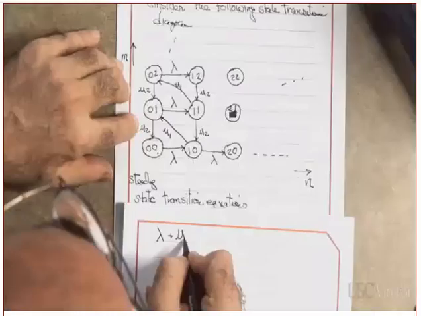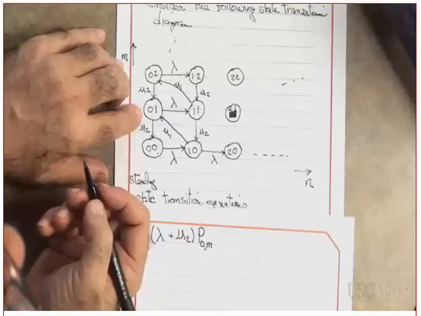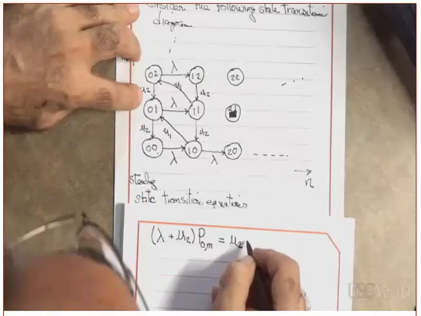One more equation. What is the one more equation? Pick any node in the middle. Outgoing, how many outgoing? Pick this one. 3, which is this and this one and this one. Yes? So what do I say? Lambda plus mu1 plus mu2 times P of n, m. Are you following me on that? Where n, remember, is 1, 2, 3, 4, and so on, and m is 1, 2, 3, 4, and so on.